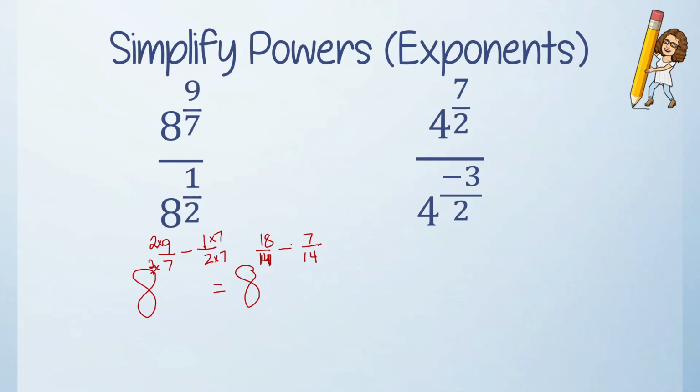So 18/14 minus 7/14, I will get 8 to the 11/14 for my final answer. I know, fraction city here today. This one, notice I have a subtraction, a negative exponent down here. So a couple of options. I could do subtraction. I could subtract those exponents because they have the same base.